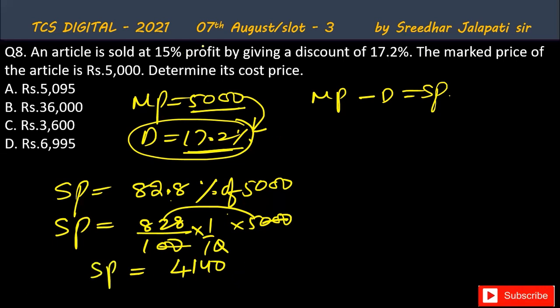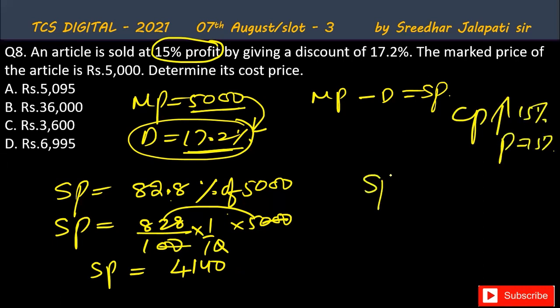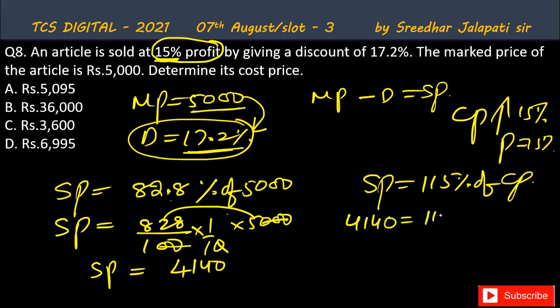And we are also given in the question that profit is 15%. What do you mean by profit? Increasing the cost price by 15% is a profit of 15%. So that means selling price is 115% of cost price. As profit is 15%, the selling price is 115% of cost price. That selling price we already know, 115 by 100 into cost price. So this cost price we are asked to find.